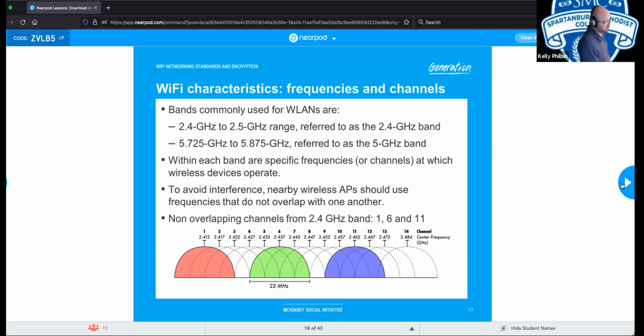So in order to avoid these things, we try to stick to non-overlapping channels. Within the 2.4 gigahertz band, there are 3 channels you will stick to in order to not have any overlap or interference. So the 3 main channels that people stick to are 1, 6, and 11. If you operate on one of those 3, you will not have overlap with any other channel.